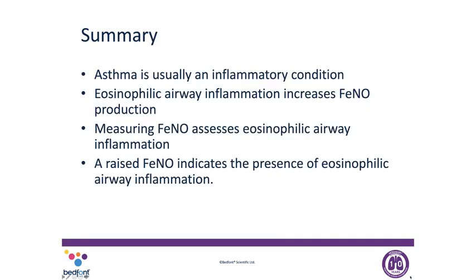So what I really want you to take away from this is an understanding that asthma is an inflammatory condition. It is an eosinophilic airway inflammation, and we know that the eosinophilic airway inflammation increases feNO production. If we measure feNO production by doing a fractional exhaled nitric oxide test, we can assess the amount of eosinophilic airway inflammation the patient is presenting with. And we know, as I say, that a raised feNO indicates the presence of eosinophilic airway inflammation. Those are your key points. So it's eosinophilic airway inflammation causing a rise in nitric oxide production that we can easily measure.